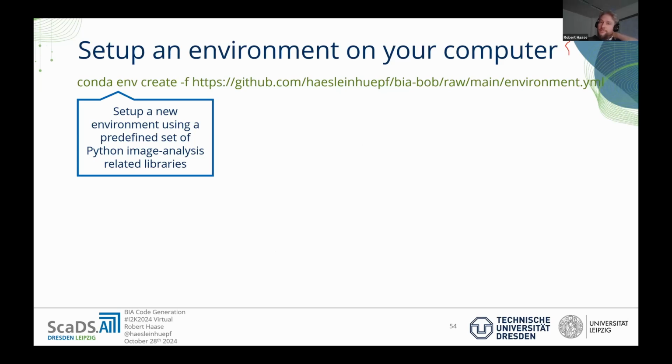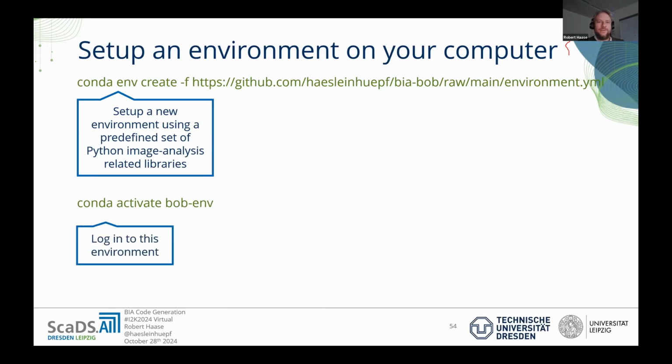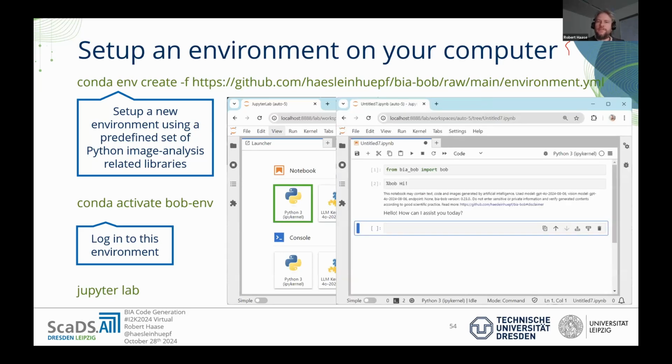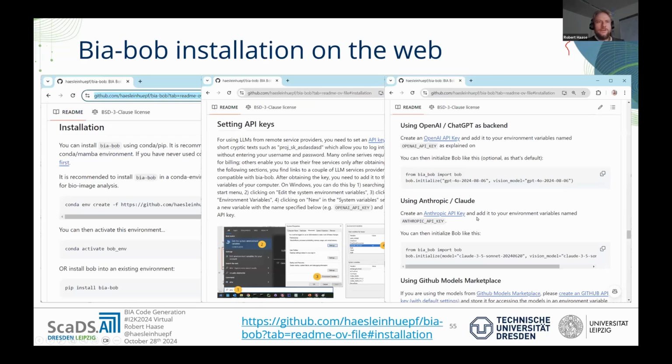So if you want to use bia-bob on your computer, that would be the command for installing a Conda environment where it's installed together with some image analysis libraries. You can then activate this environment and you can start a Jupyter Lab. And in Jupyter Lab, you create a new Jupyter notebook. And then you can, for example, write from bia-bob import Bob, percentage Bob, hi. And then Bob will answer you and will ask for more details. So you can be friendly, but you don't have to.